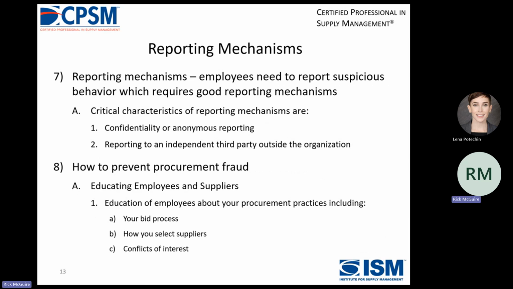Reporting mechanisms. Employees need to report suspicious behavior, which requires good reporting mechanisms. So critical characteristics of reporting are confidentiality or anonymous reporting. Otherwise, people are probably not going to come forward. And reporting to an independent third party outside of the organization. Meaning outside of procurement, probably.